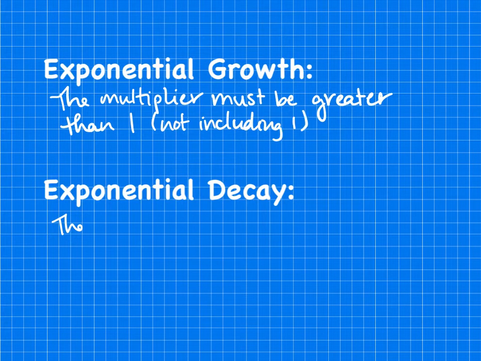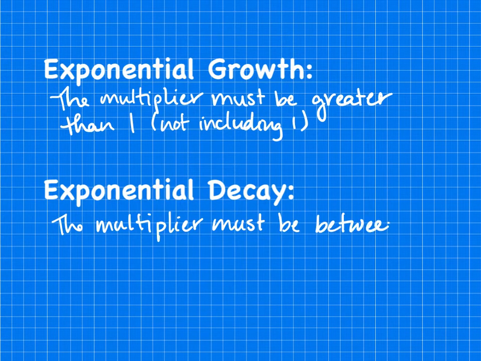For exponential decay, the multiplier must be between 0 and 1. So if we have b, it's going to be less than 1 and greater than 0. And certainly, again, not including 0 and 1, because if your multiplier is 0, everything's going to be 0, and if your multiplier is 1, there's just not going to be any growth. So that's the difference, exponential growth and decay. You've probably heard those terms in the science class before.